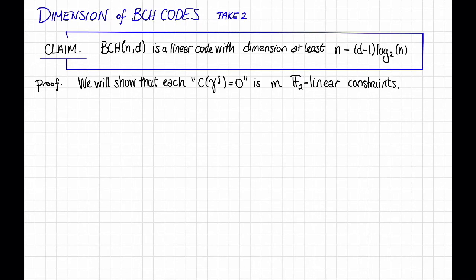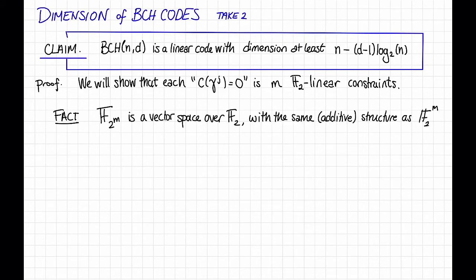In order to show this, we're going to use the following fact about the field f2 to the m. So the fact is that the finite field f of size 2 to the m is in fact a vector space over f2, and it has the same additive structure as the vector space f2 to the m. Notice that these objects are not the same. This one is a field. It makes sense to multiply two of these things together. This thing is a vector space. It doesn't make sense to multiply two vectors together. But if you ignore the multiplication here, this is saying that you're basically going to get that structure.